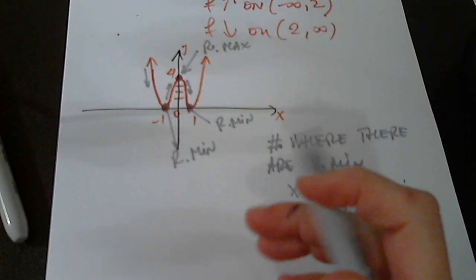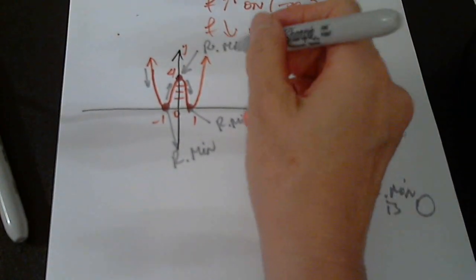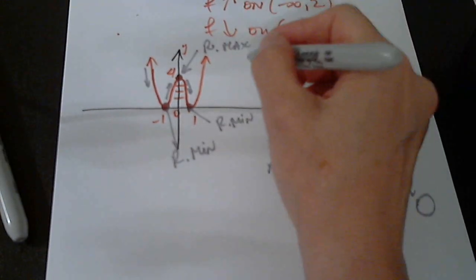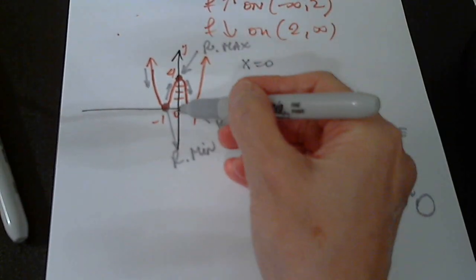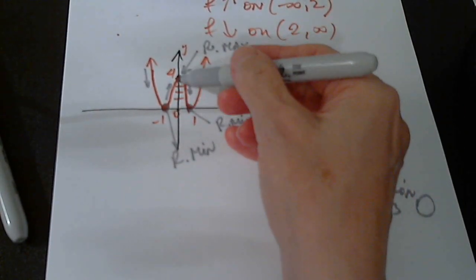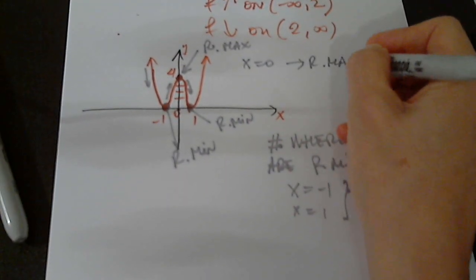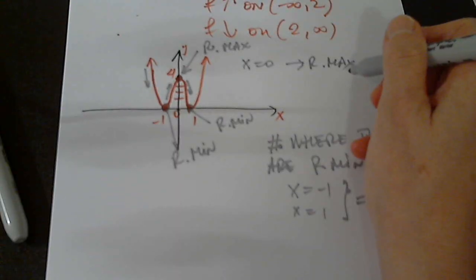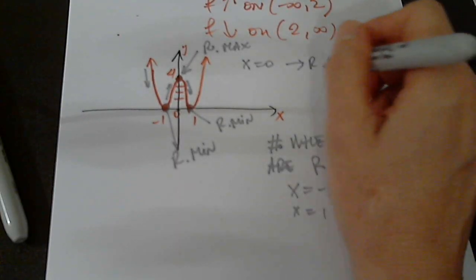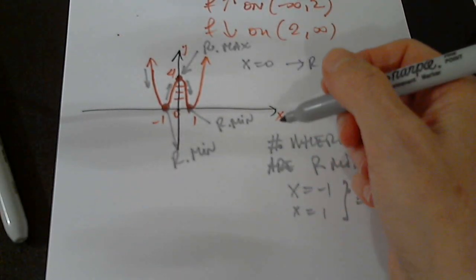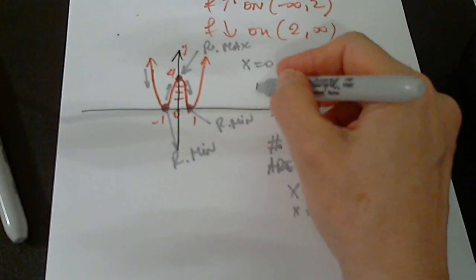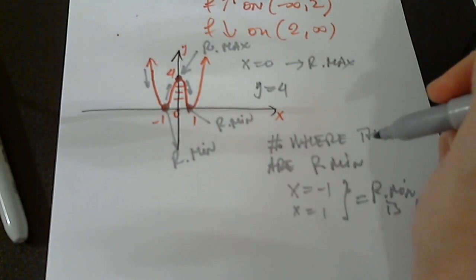I jumped to relative min and they were asking first the max. Sorry about that. So relative max at x equals 0. At x equals 0, there is a relative max. This is the number where the relative max will be found. What is the relative max? Well, the relative max is y equals 4.